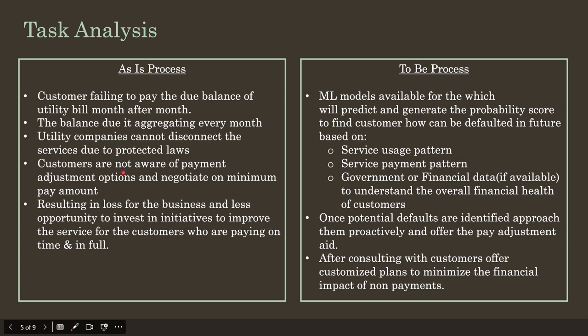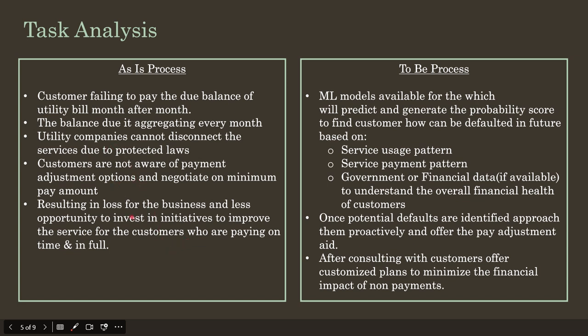And the customers are not aware of any payment adjustment options, and they can't negotiate on any minimum pay amount because of not having enough information that it can be negotiated to a certain extent for a period of time, so that they can catch up with the balance due which they are having on them. And this is resulting in a loss of business, and they're losing the opportunity to invest in building something new, or making the service better. So this is the current process as of today, which is happening for the utility businesses.